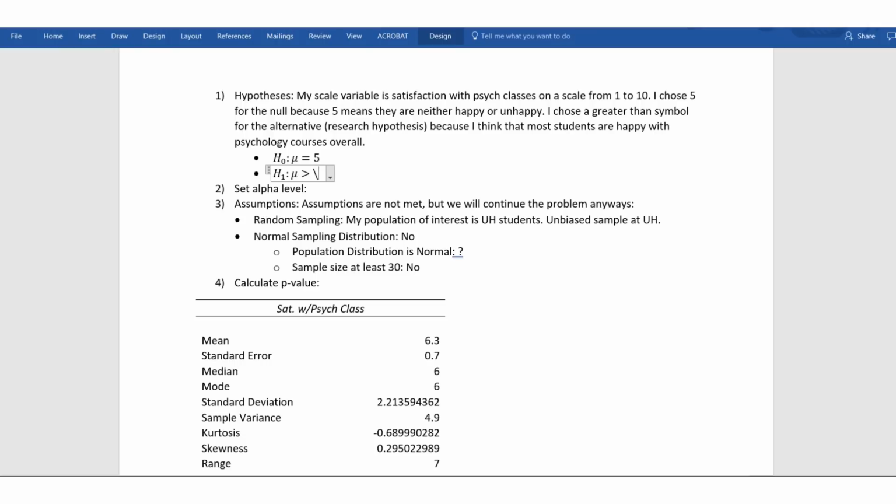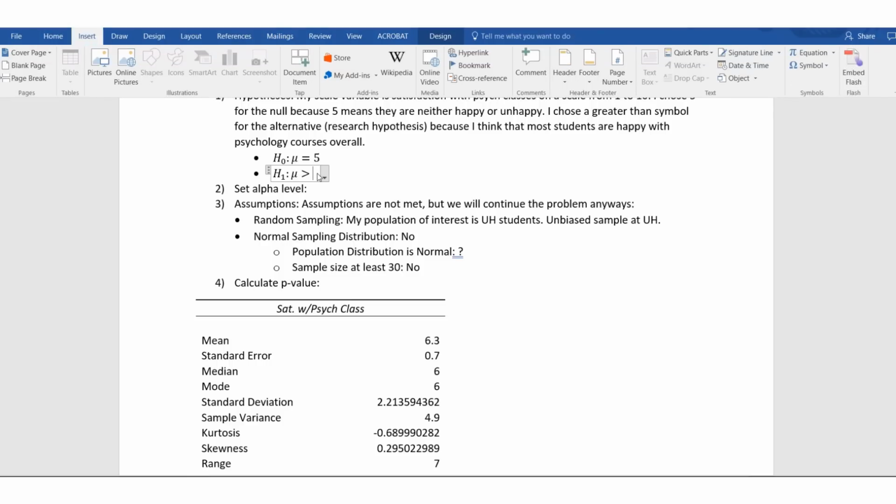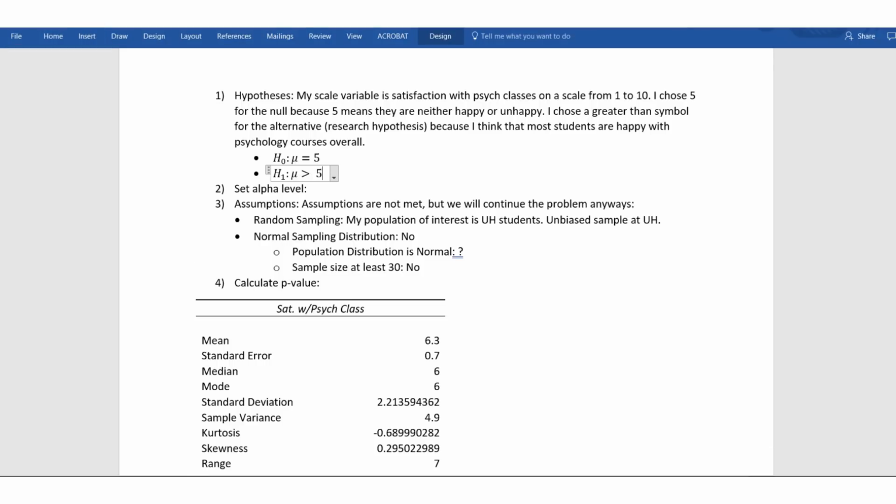If you want to put not equal, I think it's NE. Yeah. So you can't do that. You can also still do the symbol thing. I think it's still there. But I'm going to say that the real mu is greater than 5. Remember, your hypothesis should be about the population and not about the sample. We are using your sample to make an inference about the population. So your hypotheses are about the population. So I chose greater than because I think most students are happy with their psychology courses overall.